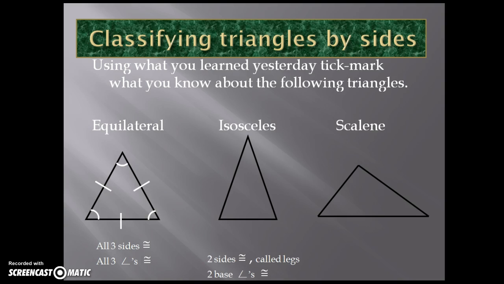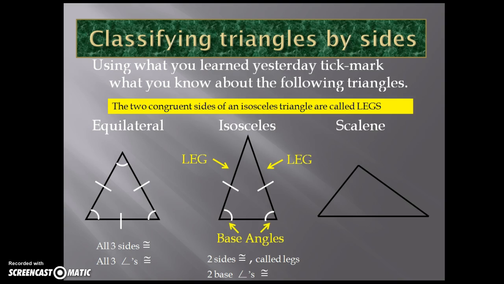Next, we move over to isosceles. As you see below, it says 2 sides are congruent. They're called legs. And also 2 base angles are congruent. An isosceles triangle should look like this when tick marked. Remember, it sort of looks like the Angry Birds yellow bird, or maybe even the Sorting Hat from Harry Potter. A little bit more information on an isosceles triangle.